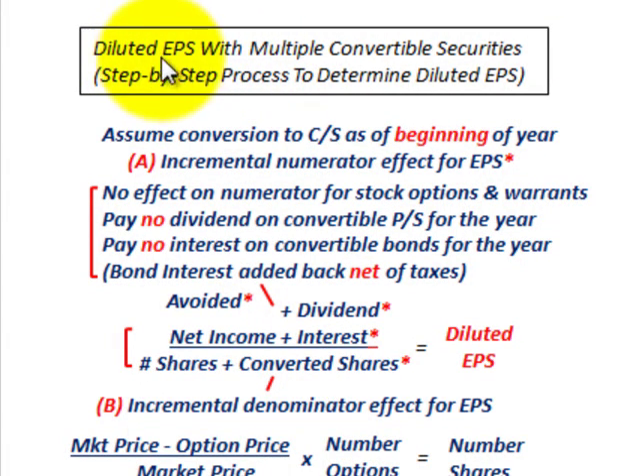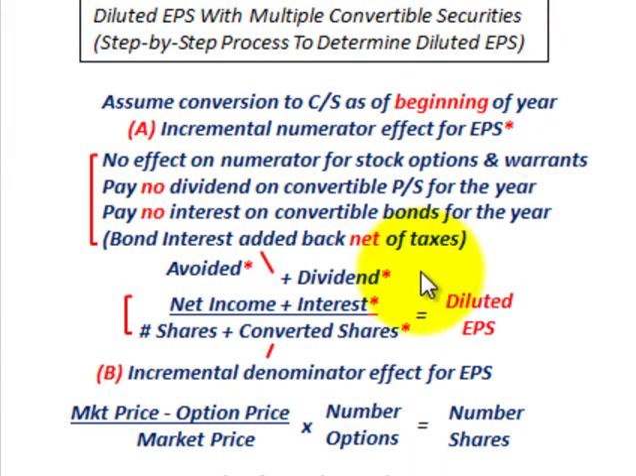What we're going to be going over here is diluted earnings per share with multiple convertible securities, and we're going to go through a step-by-step process to determine the diluted earnings per share. But before we get into our step-by-step process, let's just understand what earnings per share is.